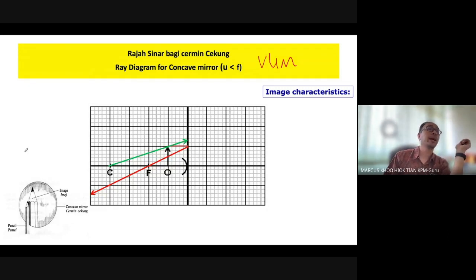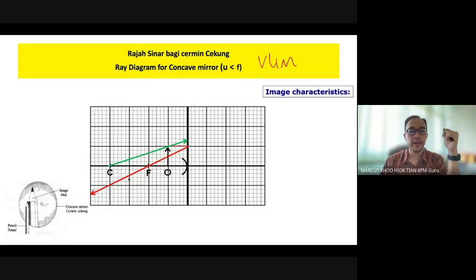Okay, virtual upright magnified image. So extend the line all the way to the back, for both the red and the green ones. And hello, virtual image. So it has to be formed at the back of the mirror, inside the mirror. Okay, so you will get this. The image will be over here.